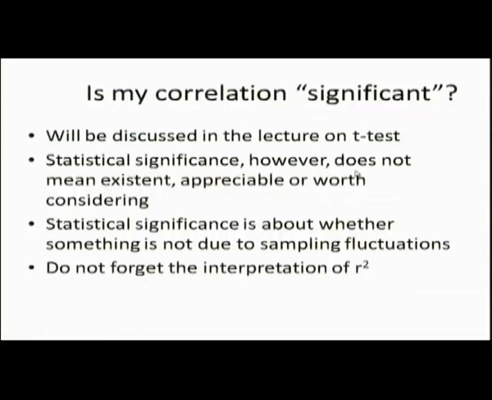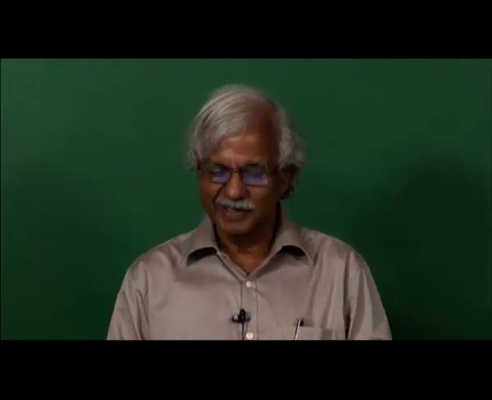Statistical significance, however, does not mean an existent or appreciable or worth-considering relationship. A significant correlation simply means that it cannot be due to sampling fluctuations. Statistical significance is about whether something is not due to sampling fluctuations. I emphasize this part. Do not forget the interpretation of R square. So, in this lecture we have talked about R square, and just introduced the idea of statistical significance of R. R is the correlation coefficient.